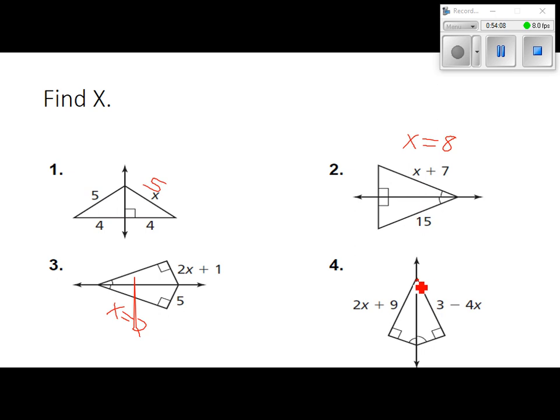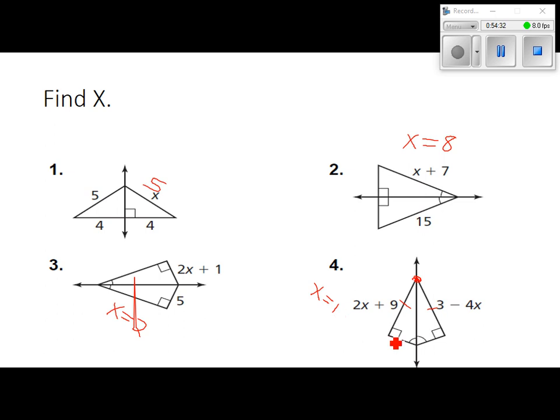Angle bisector, so what has to be true? Those two angles have to be congruent. These two sides are congruent. X equals 1? 2x plus 9 divided by 3 minus x equals what? Did you get confused? You want me to do it? I will. So we look at this right here. Is it bisecting that angle?